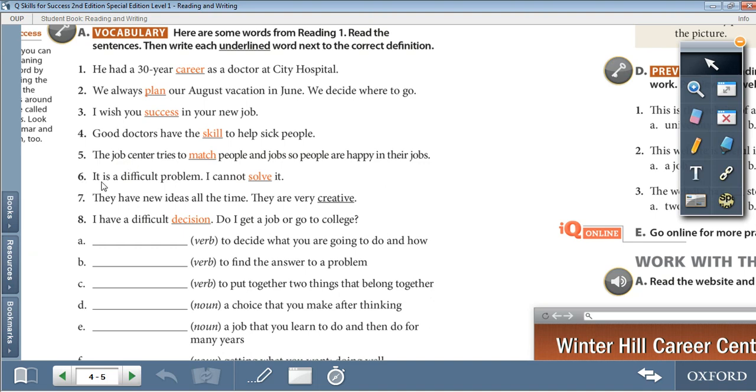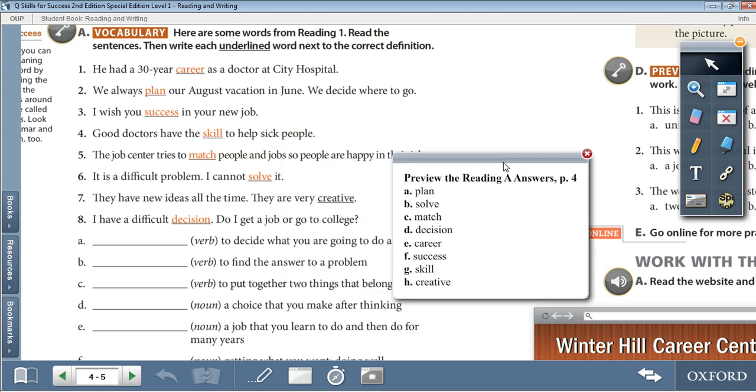6. It is a difficult problem. I cannot solve it. 7. They have new ideas all the time. They are very creative. 8. I have a difficult decision. Do I get a job or go to college?